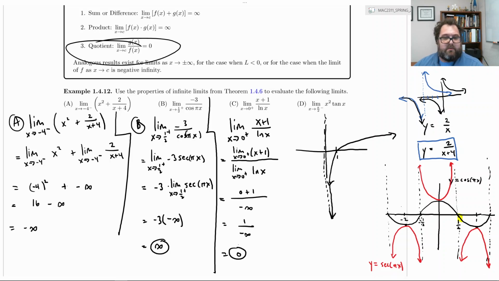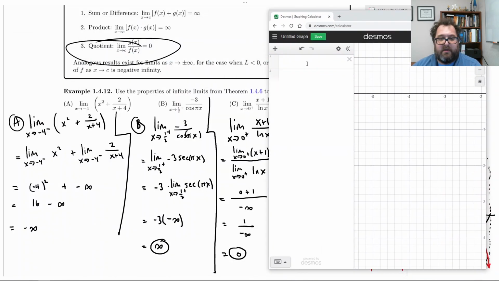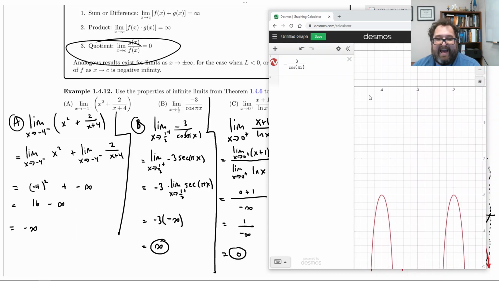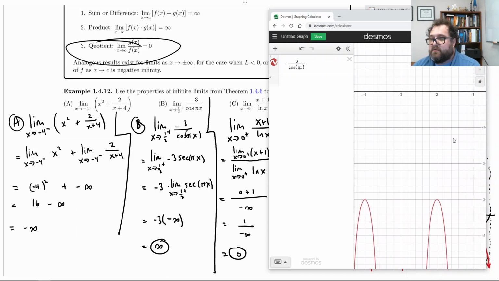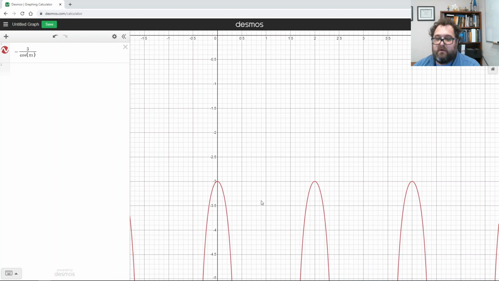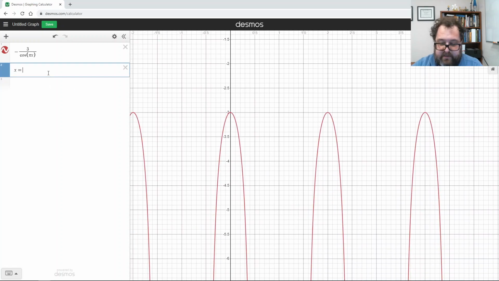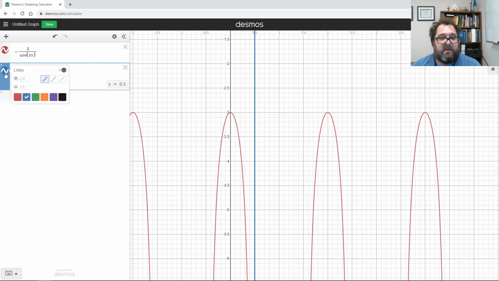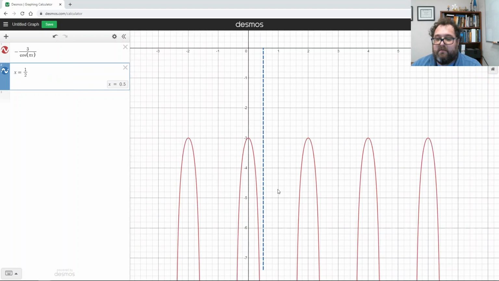Here, let's check those last two. We checked A, let's check B and C. B was -3 divided by cosine pi x, and we were concerned about the limit as we approach 1/2 from the right. Let's zoom out here and put in a vertical line at 1/2, because that is going to be one of our vertical asymptotes.